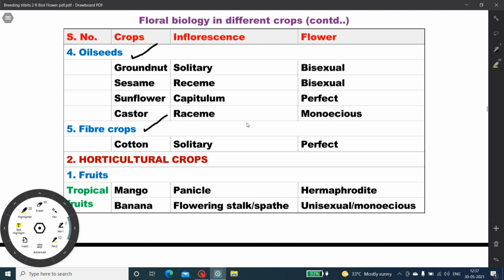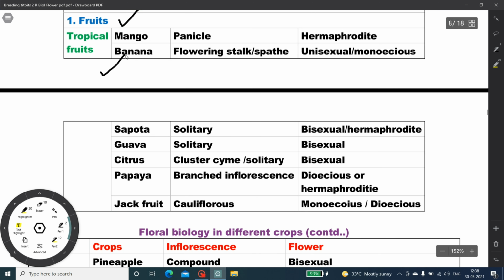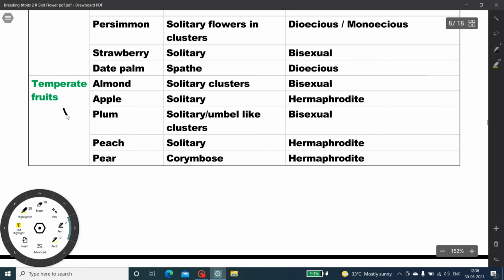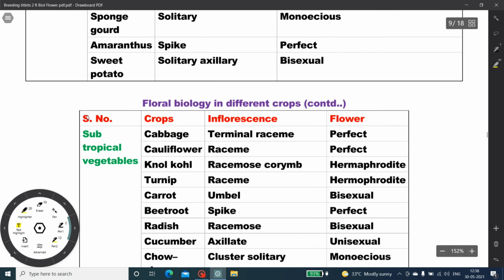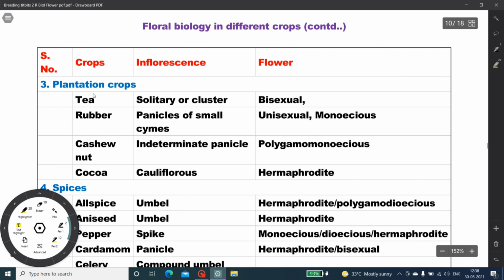These tables are combined and the summary is presented earlier. And for horticulture crops also, I have depicted all the information in this table: the fruits, both tropical fruits, subtropical fruits, including temperate fruits as well as temperate nuts. The vegetables, tropical vegetables, subtropical vegetables, plantation crops.